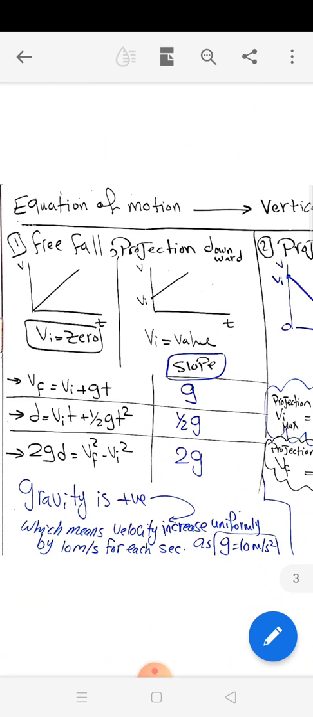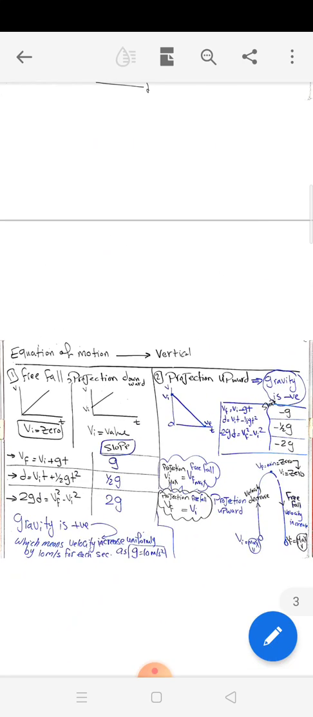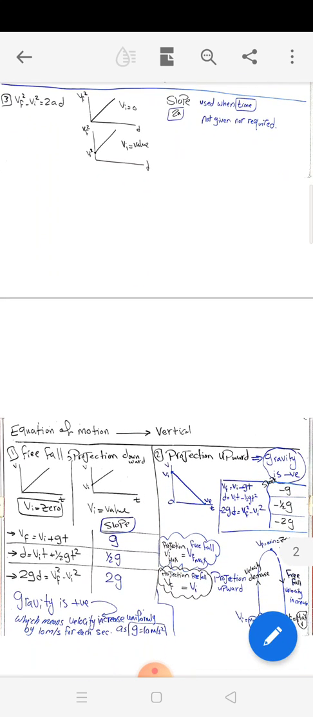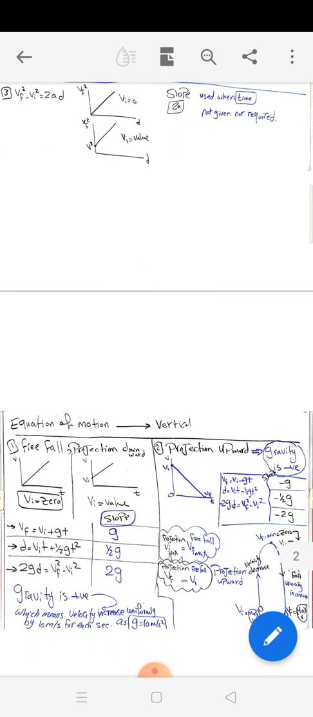By substituting, the slope will be the coefficient of the x-axis. Here in the horizontal, the slope is a, then half a, then 2a. Here also the slope is gravity, half gravity, and 2 gravity.